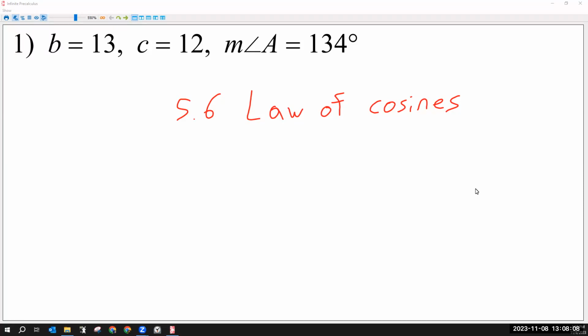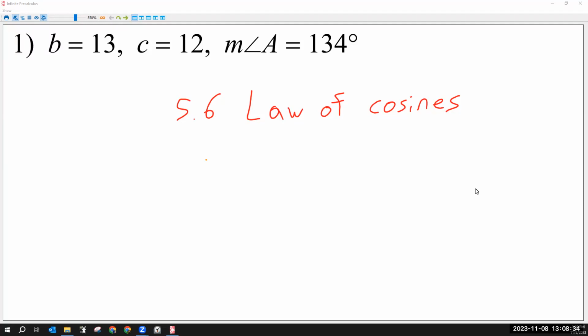Do we need our unit circle? Unit circle? No. Oh wait, hold on. Ignore that. I'm so sorry. My cheat sheets are on separate pages. Okay. All right. Now, what is our law of cosines?